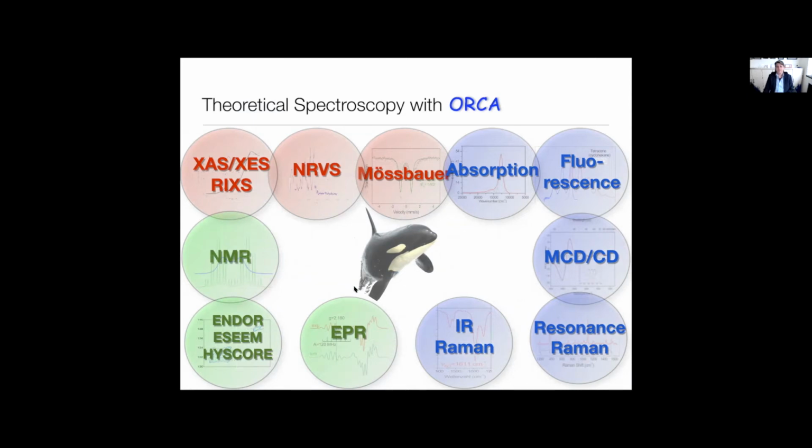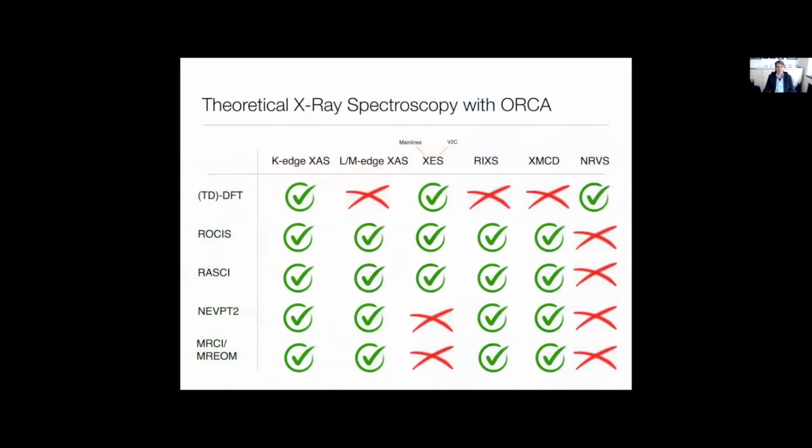So even if you have other experimental data that you're interested in, chances you can calculate these spectra with Orca are relatively high. Now, turning to the theoretical X-ray spectroscopy with Orca. So here is kind of an availability chart that shows you what methods can be used for what spectroscopic properties.